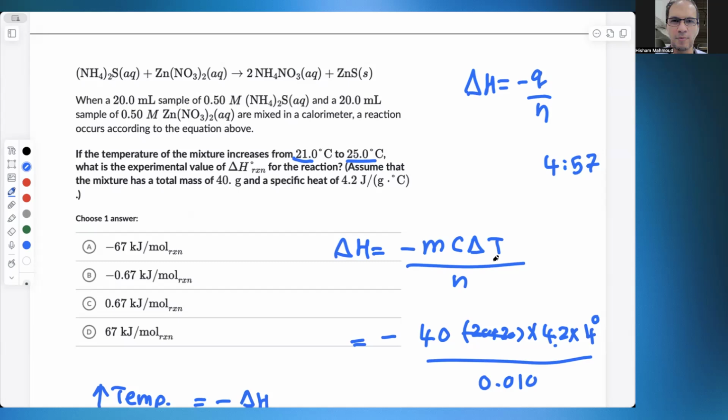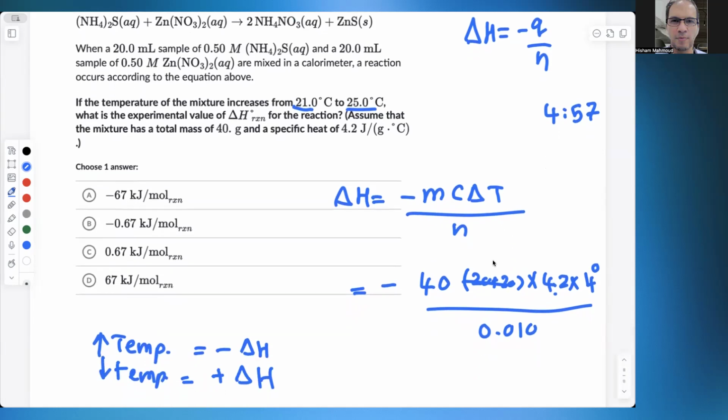So 40 multiplied by 4.2 multiplied by 4 and the negative sign. So I'll get the value as negative 0.67 kilojoules per mole of the reaction, like you said. Okay.